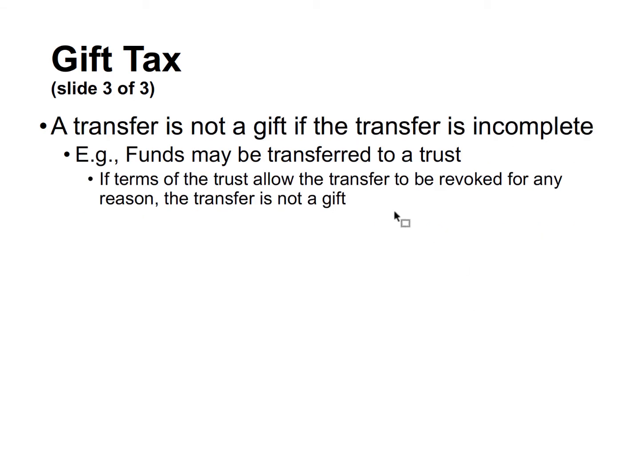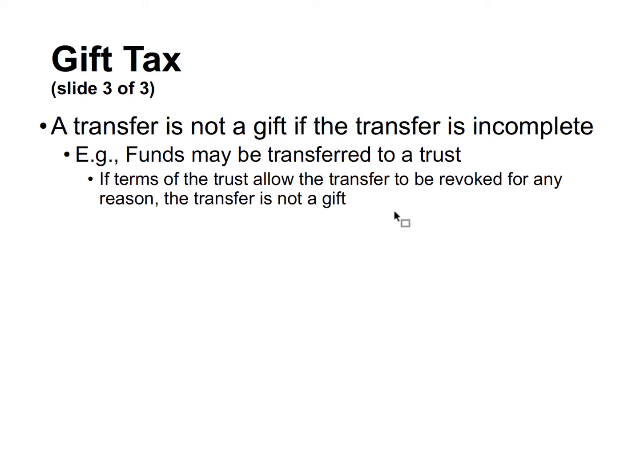A transfer is not a gift if the transfer is incomplete. So what we're saying here is if there's any type of strings attached where there's not outright transfer of something, some type of string attached to it, like, oh, I can come on the property, that could be a severe limitation on whether something is a gift. You've got to look at whether strings are attached.